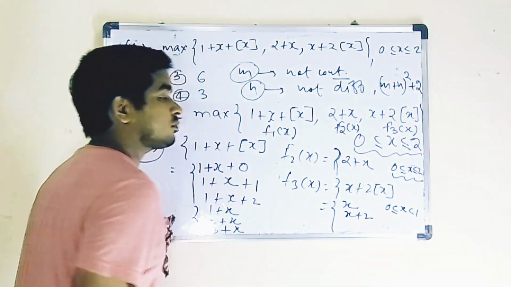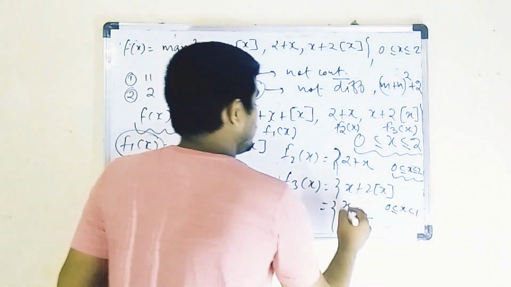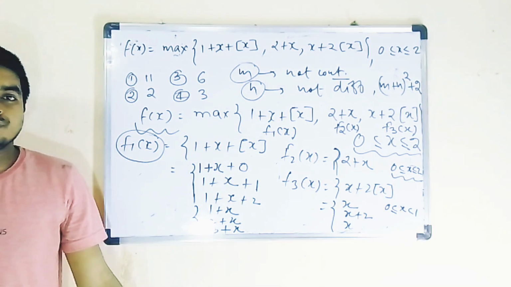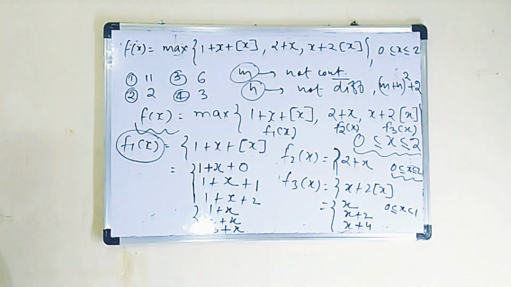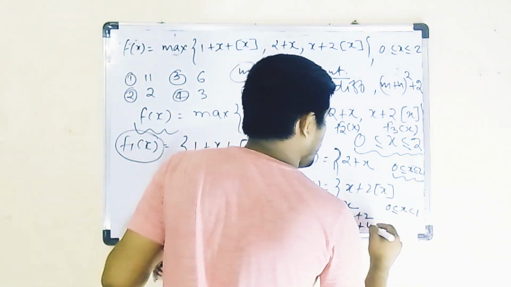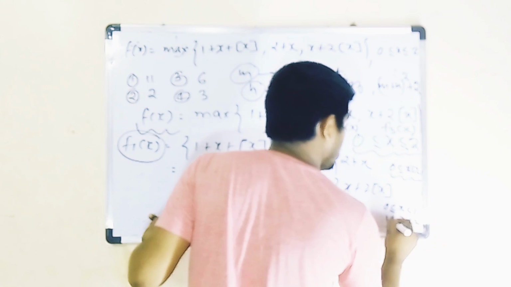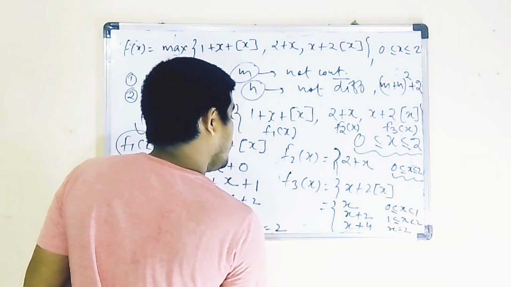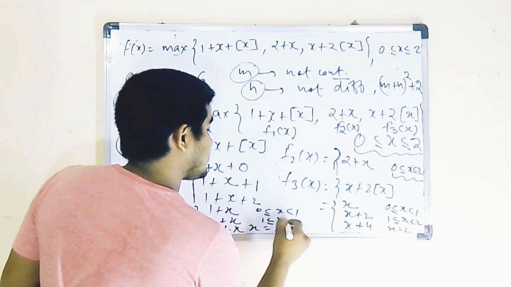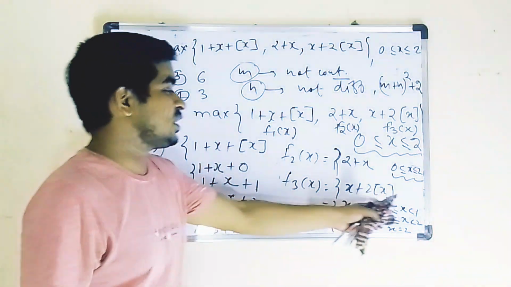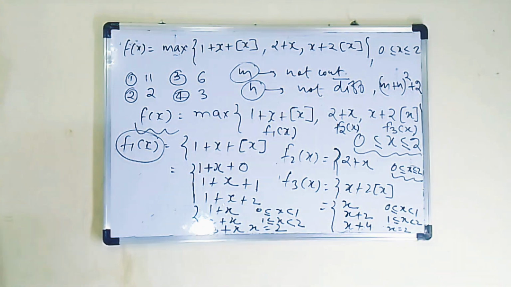So x plus 2. And at x equal to 2, the greatest integer function of 2 is 2. 2 into 2 is 4, so x plus 4. Agree? So this is x plus 4 at x equal to 2, and for 1 less than or equal to x less than 2 it is x plus 2. Again 0 less than or equal to x less than 1, 1 less than or equal to x less than 2. And this one, 2 plus x, is the same for all. Okay, agree? Now come back here.